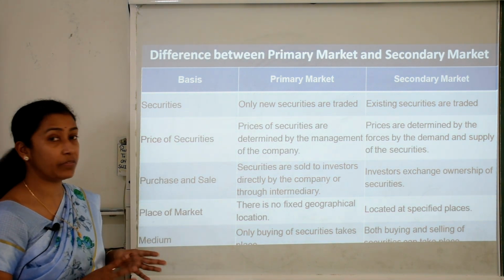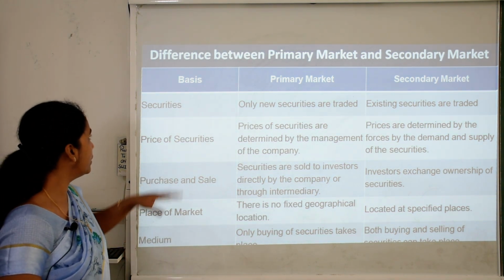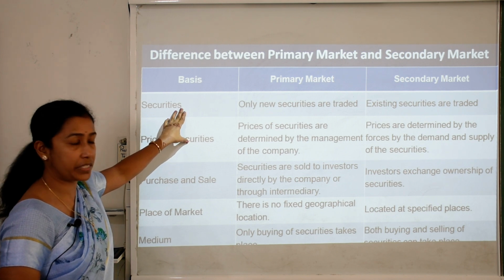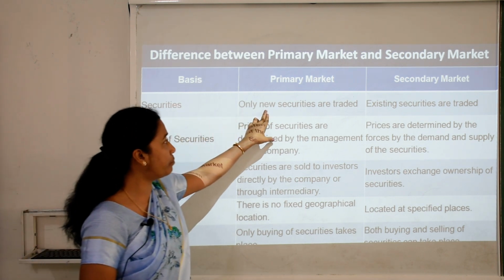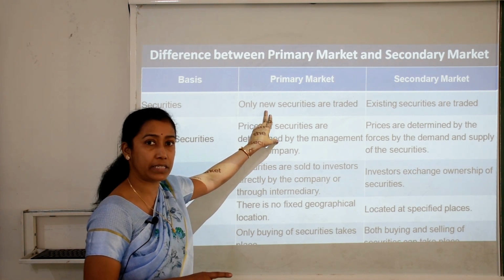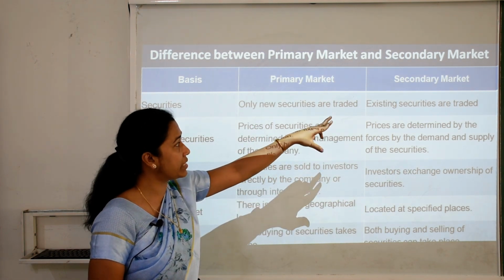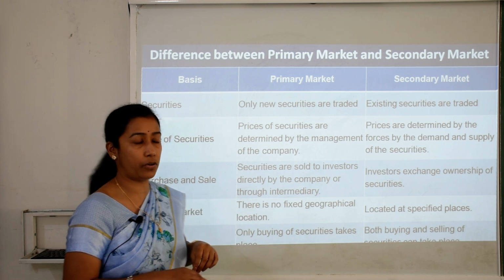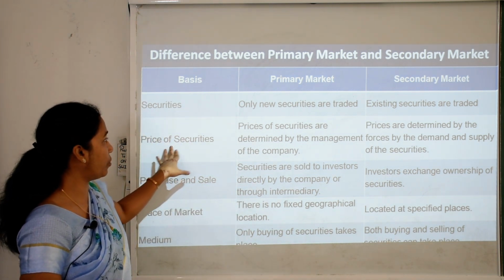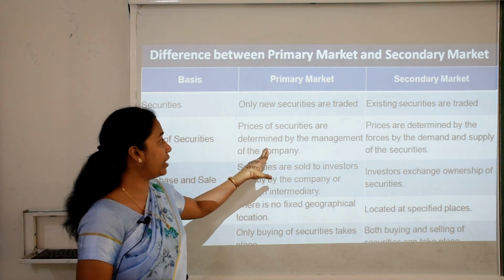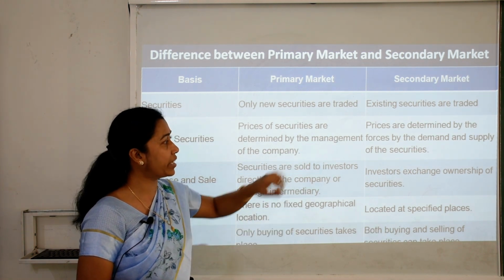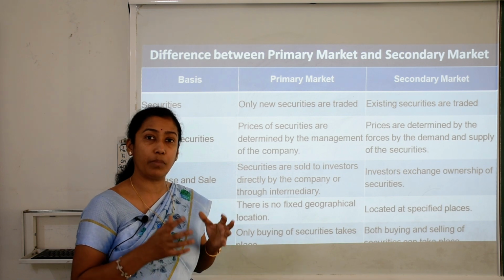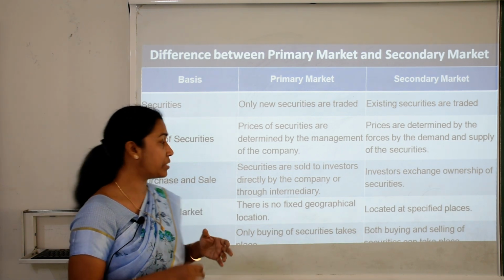Now what is the difference between primary and secondary market? In terms of securities, in primary market only new securities are purchased or sold, whereas in secondary market only existing securities are traded. Price of securities, in primary market the price of securities is determined by management of the company, whereas in secondary market it depends upon the market forces, that is of demand and supply.